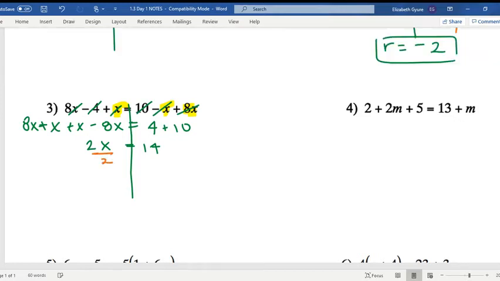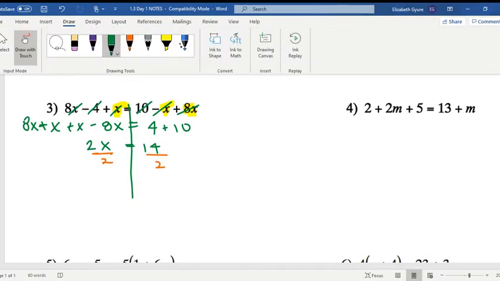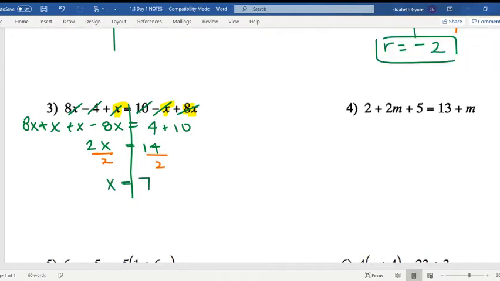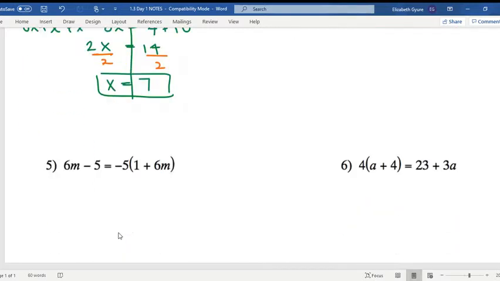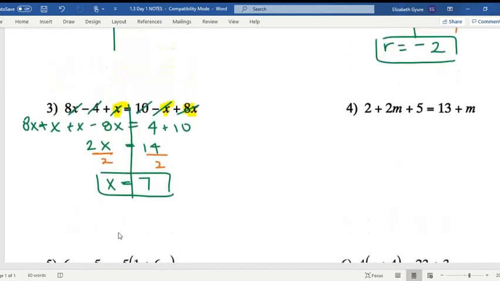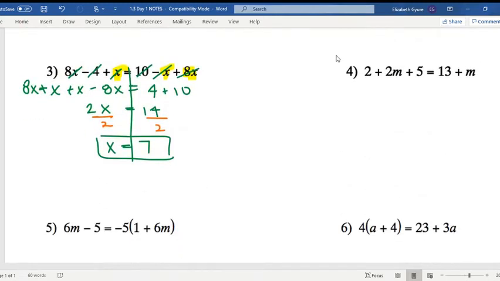Yep, divide both sides by 2, good. So x equals 7. Good. Does someone have a question or anything? No? Okay. I think maybe someone just made a noise. All right. I'm going to give you guys a minute or two. Try out number 4 on your own, then we'll go over it.